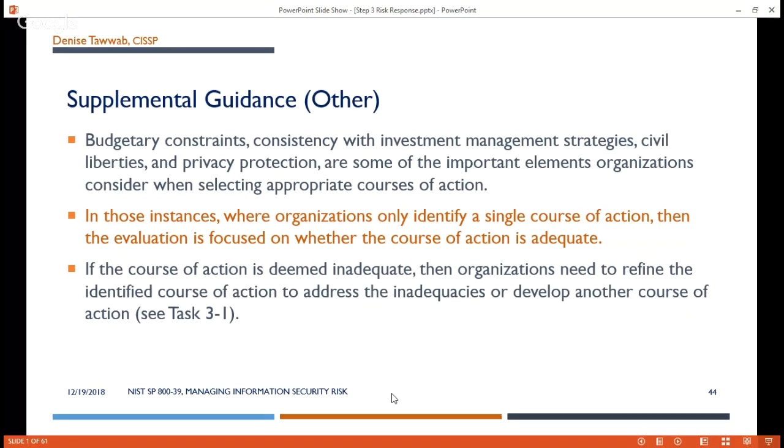In those instances where your organizations only identify a single course of action, then the evaluation is focused on whether the course of action is adequate. In some cases, there is only going to be one risk response that's available, and you still have to discuss how to ensure that that is adequate. If the course of action is deemed inadequate, then your organization needs to refine the identified course of action to address the inadequacies or to develop another course of action.